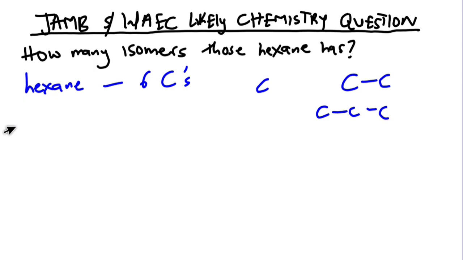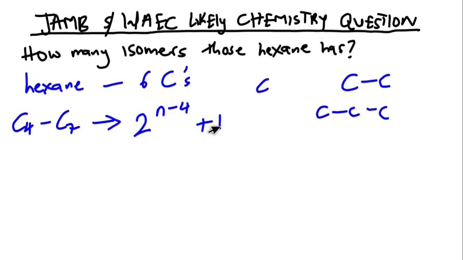We have different formulas when you are dealing with carbon 4 to carbon 7, probably from butane to heptane, that is carbon 7, right? So when you are dealing with carbon 4 to carbon 7, you use the formula 2 raised to power n minus 4 plus 1. So now let's prove it.